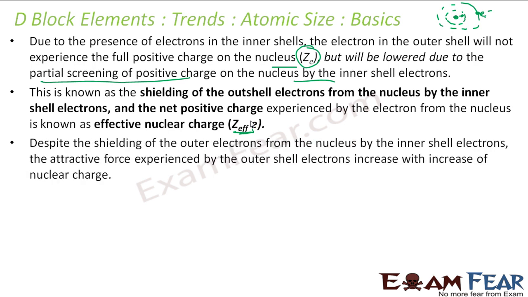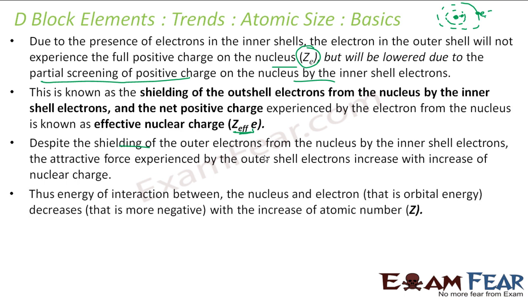Despite the shielding effect of the inner shell electrons, the attractive force experienced by the outer shell electrons increases with increase in nuclear charge. I mean, if there is a shielding effect, the more you increase the charge, the Z effective increases. We have seen that. And thus the energy of interaction between the nucleus and the electron decreases with increase in atomic number. This is something we have seen.